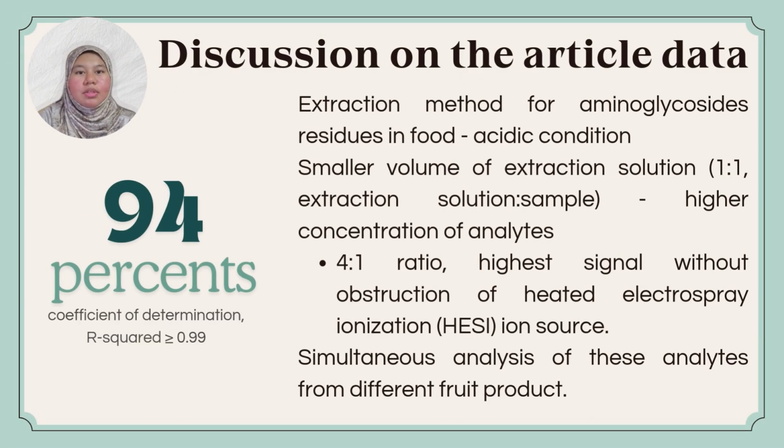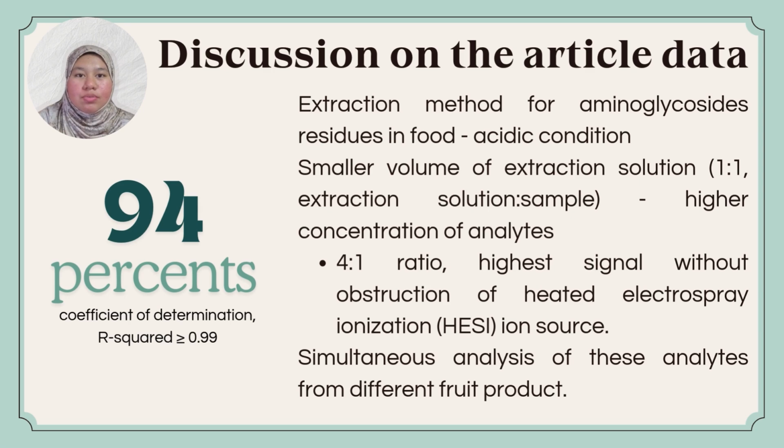The extraction method for aminoglycoside residues in food usually uses acidic conditions, for example up to 1% formic acid in alcohol. A higher concentration of analytes can be obtained by using a smaller volume of extraction solution, such as a 1:1 ratio of extraction solution to sample. Despite that, the ratio of extraction solution to sample of 4:1 generates the highest signal without causing obstacles for the heated electrospray ionization ion source.